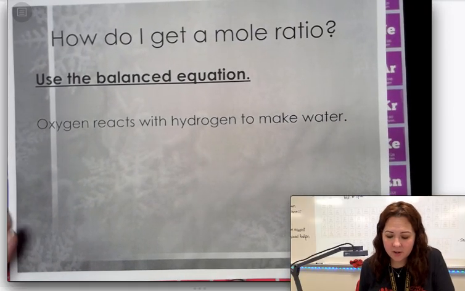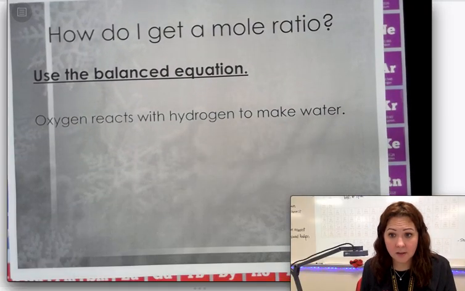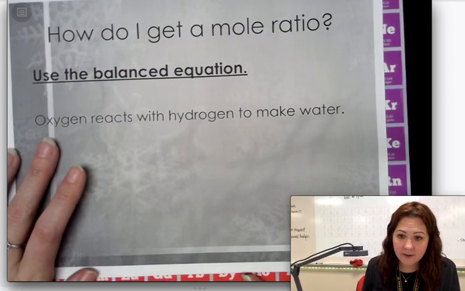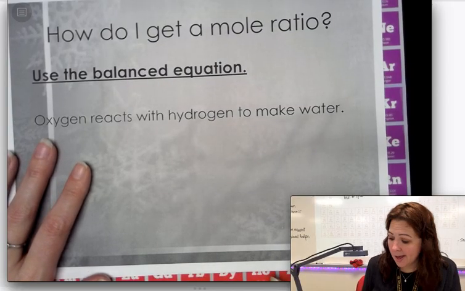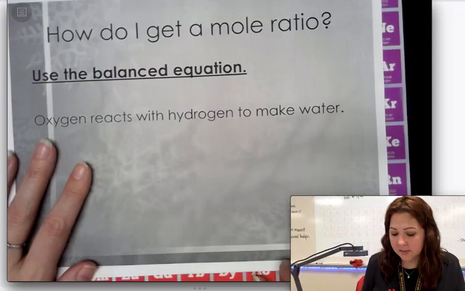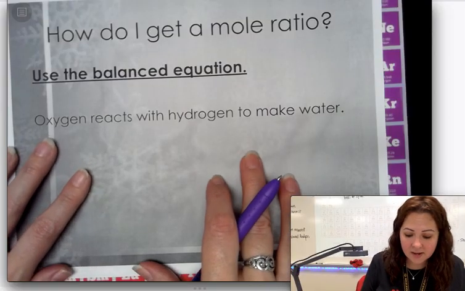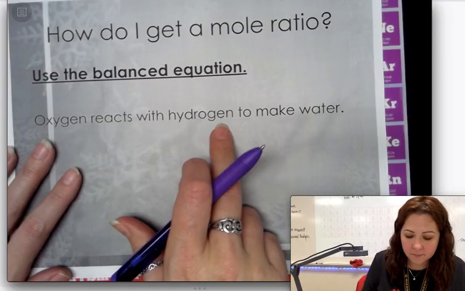So I gave you an unbalanced reaction, and you're going to see these a lot throughout your Stoic unit, that you're going to have to write out a balanced reaction. Sometimes you have to predict your products. In this case, you don't. This says oxygen reacts with hydrogen to make water.